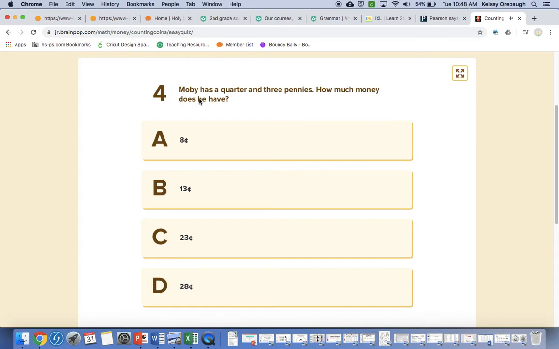Moby has a quarter and 3 pennies. How much money does he have? Okay. How much is a quarter worth? How much are pennies worth? A quarter is worth 25 cents. Pennies are worth 1 cent each. If Moby has 3 pennies, that's 3 cents. So we can add 25 plus 3. Count on with me. 25, 26, 27, 28. 25 plus 3 is 28. A quarter and 3 pennies is D, 28 cents.